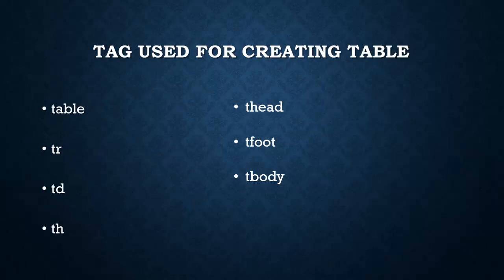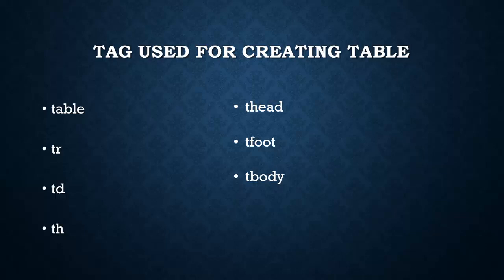The next topic is the tags which are used to create a table. As you can see on your screen, there are various tags listed. First tag is table. Second tag is TR, which stands for table row. It is used to create a row in a table. The third tag is TD, which stands for table data and is used to create a column in a table. Fourth tag is TH, which stands for table heading and is used to create a column similar to the TD.